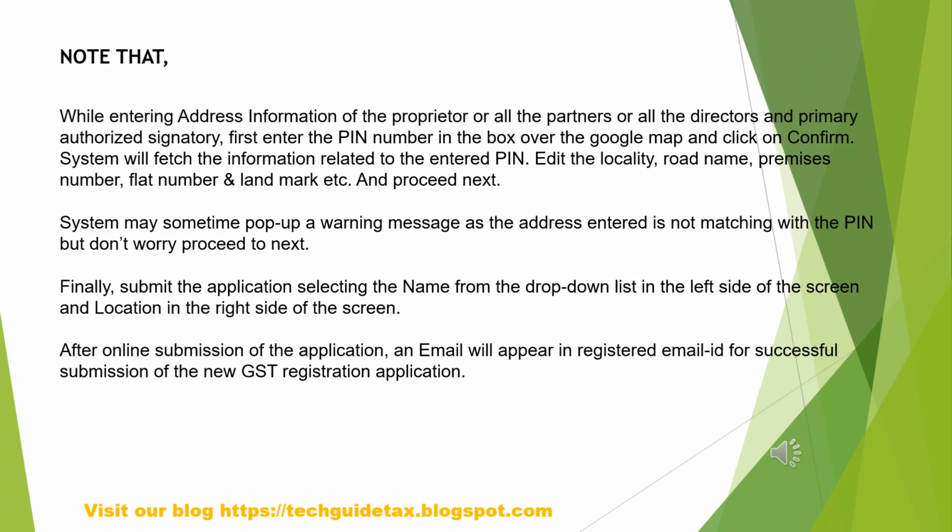Note that, while entering address information of the proprietor or all the partners, or all the directors, and primary authorized signatory, first enter the PIN number in the box over the Google Map and click on Confirm. The system will fetch the information related to the entered PIN. Edit the locality, premises number, flat number and landmark etc. and proceed next. The system may sometimes pop up a warning message that the address entered is not matching with the PIN, but don't worry, proceed to next.